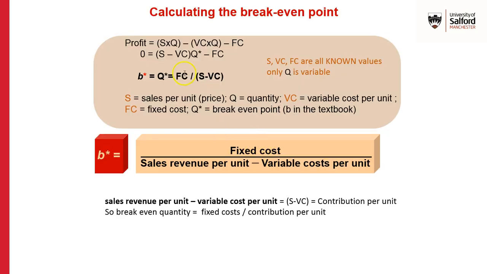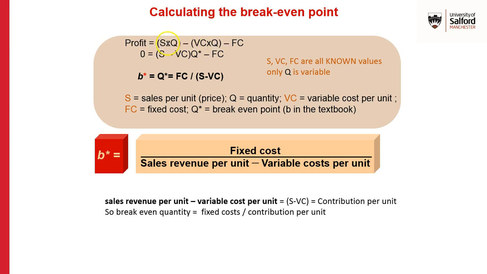So if we have a look at the equation here, we've got the profit equals sales price per unit times the quantity, minus the variable cost per unit, again times the same quantity. So that together is the contribution per unit times quantity, minus the fixed costs, which gives us our profit. Right, so this is the revenue minus the variable costs minus the fixed costs. That gives us our profit. The break-even point is where the profit is zero.